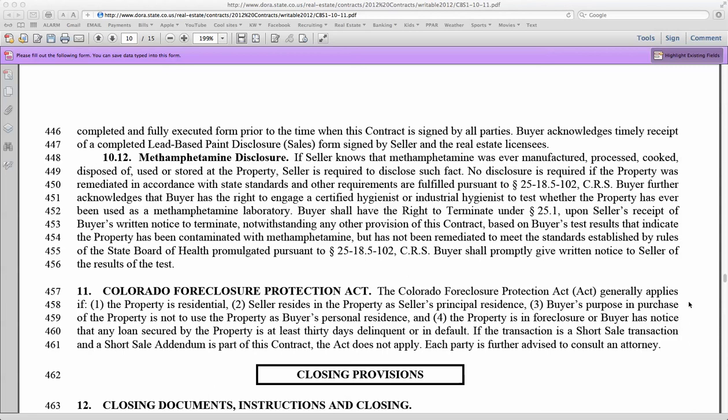Section 11, Colorado Foreclosure Protection Act. This basically states that if the seller is going into foreclosure and this is a short sale, the seller has the ability to terminate the contract if the selling price is less than what the bank has agreed on for the short sale price.